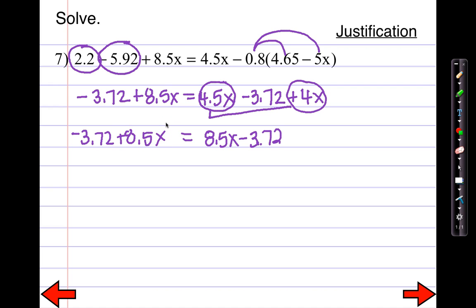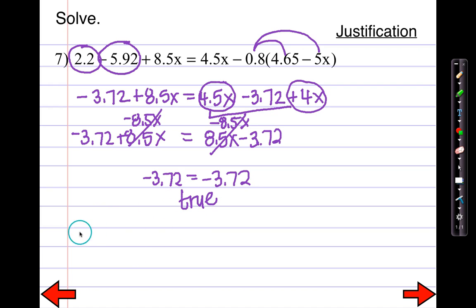Now at this stage, I know what the answer is. You can kind of see it already. Notice they're essentially the same on both sides. So I know there's infinitely many solutions. But let me go further and show you in a simpler form why it's infinitely many solutions. If I were to isolate my variable, I'm going to subtract negative 8 and 5/10 from both sides. And notice they're going to cancel out here, but they're also going to cancel out here, leaving me with just negative 3 and 72/100 equals negative 3 and 72/100. This is actually true. Because it's true, I'm going to say my answer is infinitely many solutions.